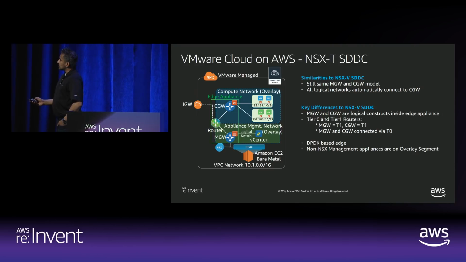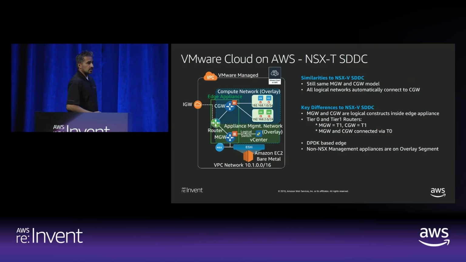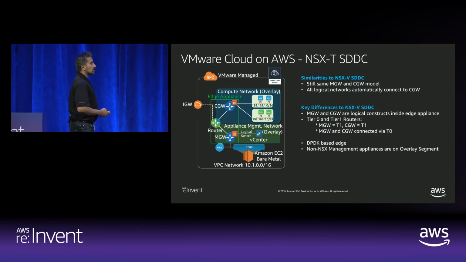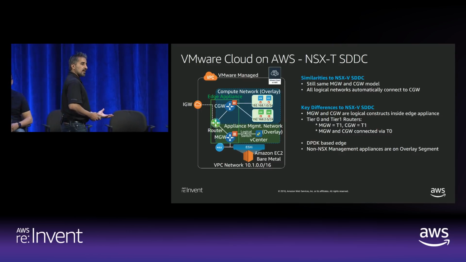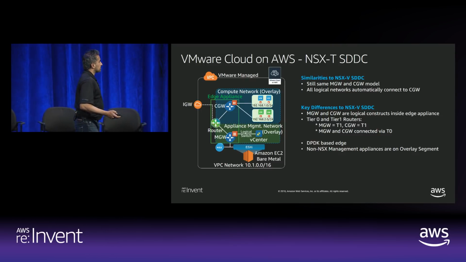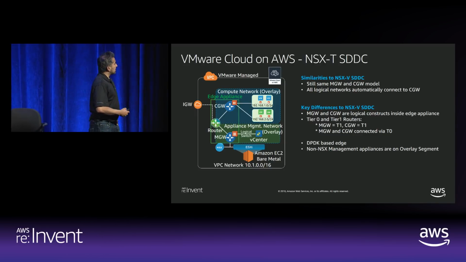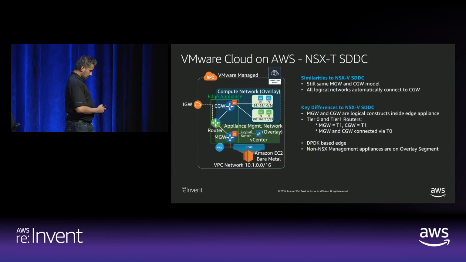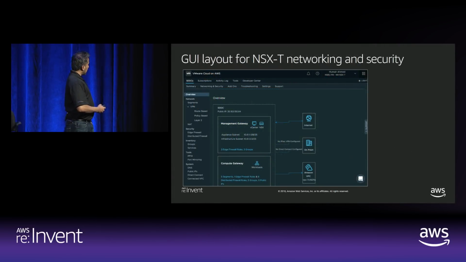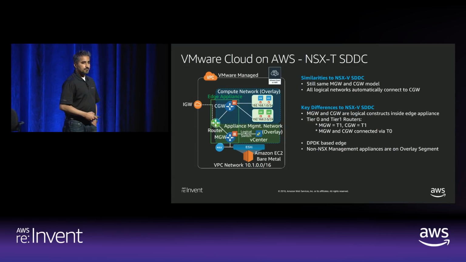First, the CGW and MGW are no longer VMs. They're actually logical entities sitting within one edge appliance. And we have an active edge and we have a standby edge, okay? Another difference you'll note is they're connected together via a tier 0 router. They're connected here via this tier 0 router, okay?